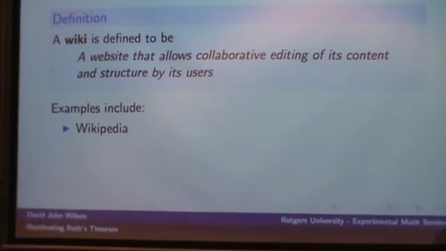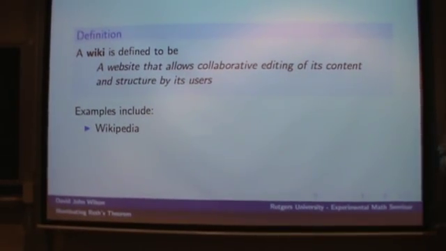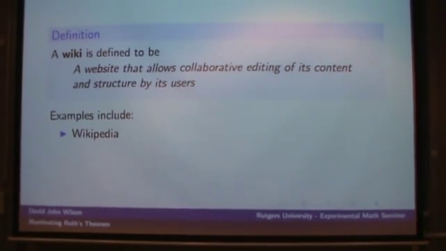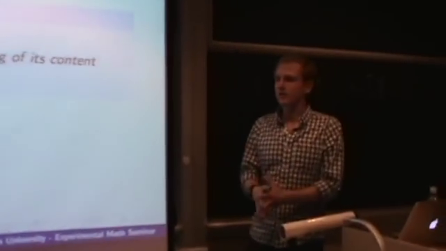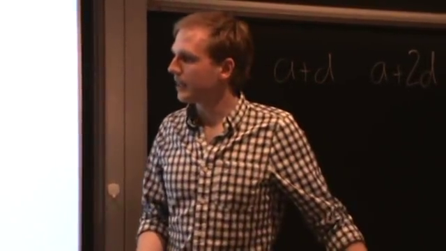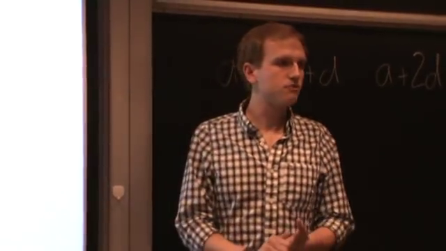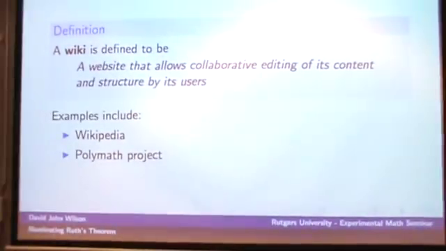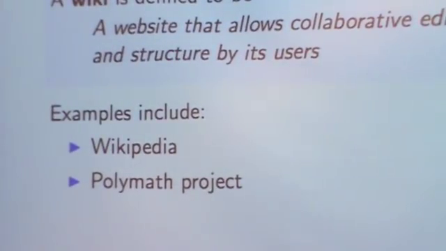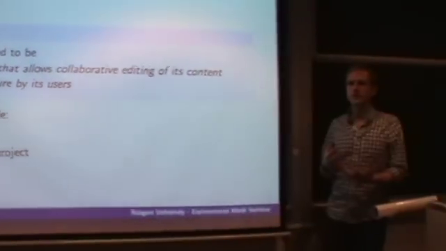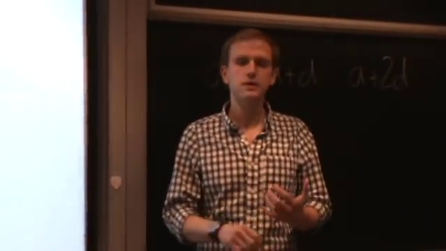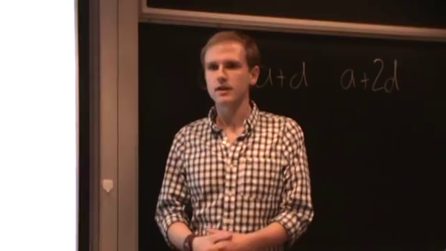Wikipedia is an online encyclopedia where the users create pages, the users cross-reference, and it's owned by the users as such. Another example of a wiki is the Polymath project, which was run by Gowers and Tao. I think they've done 5 so far. And the Polymath project was an attempt to prove some mathematical problems through a mass collaborative effort.